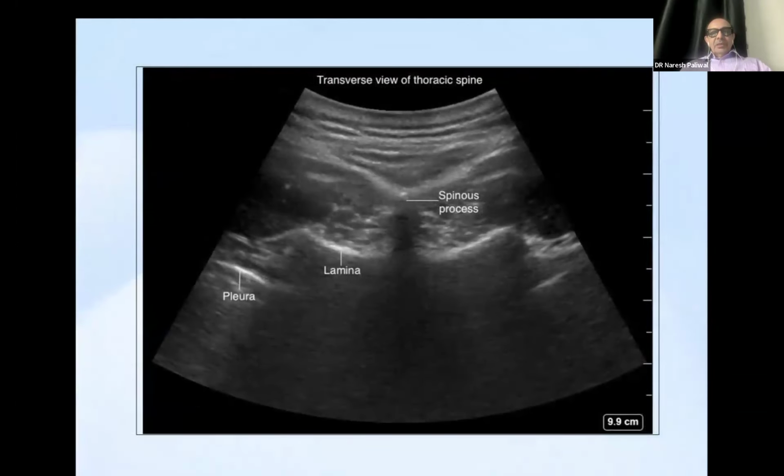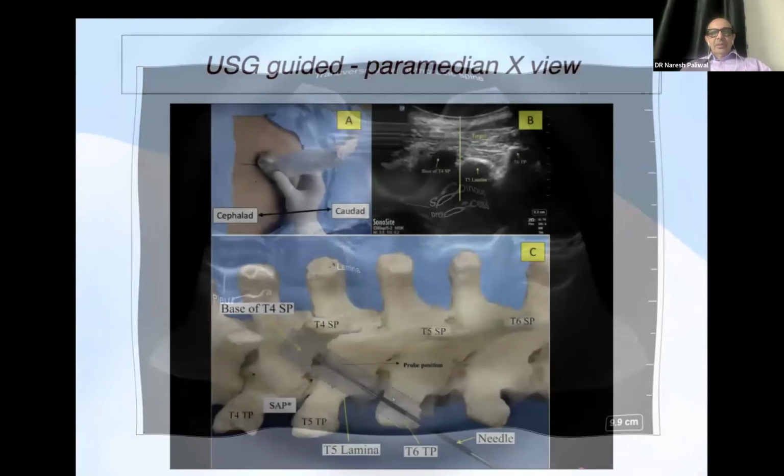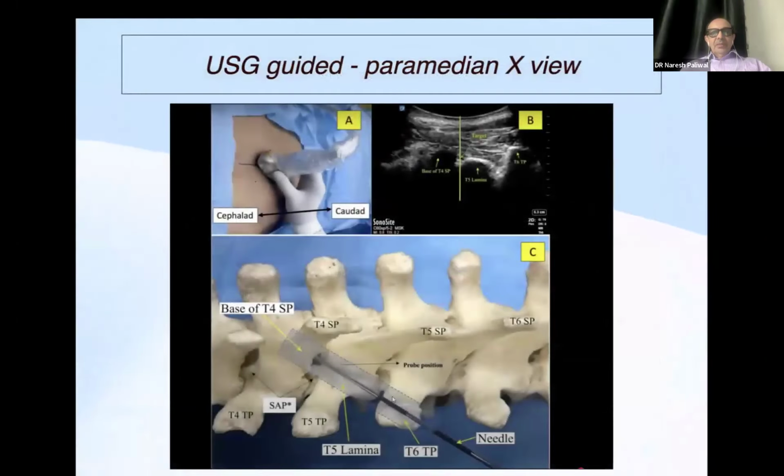This is how it looks in the transverse view at the thoracic spine. It's hardly of any use apart from knowing whether there is any scoliotic or lateral deformity. This is when you use a USG guided paramedian approach. This is another paramedian view, which has been used for giving USG guided epidural and spinal.